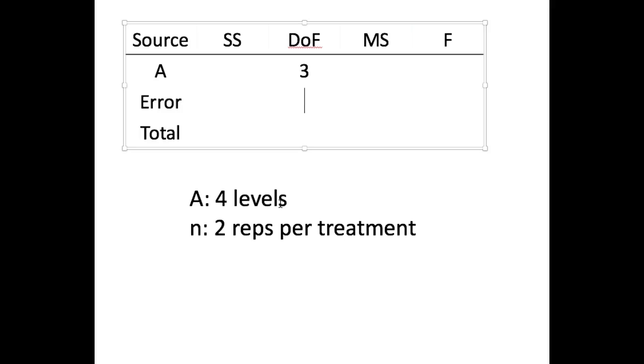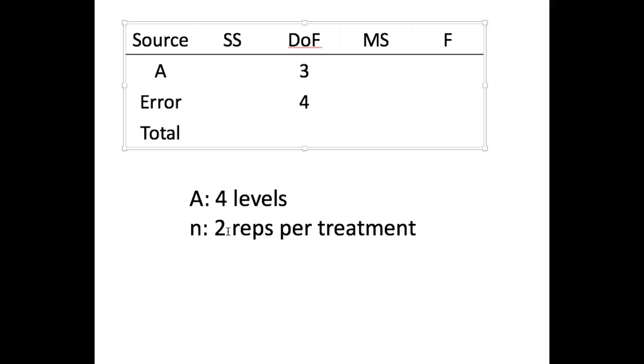For your error for a single factor ANOVA, that is small a, which is the number of treatments in A, so here we've got 4, multiplied by the quantity of little n minus 1, where little n here is your number of replicates per treatment, and that's 2. So here we have 4 times quantity 2 minus 1, or 4 times 1, which is 4.